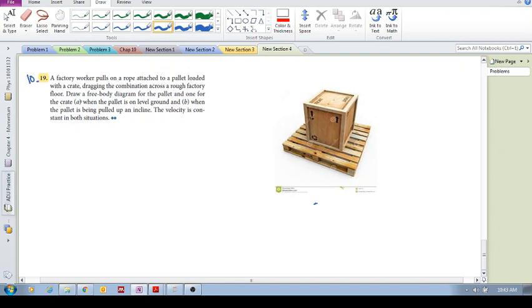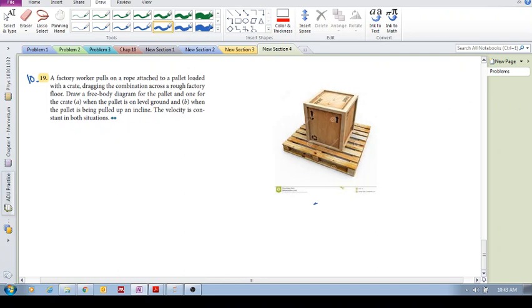10:19. A factory worker pulls on a rope attached to a pallet loaded with a crate, dragging the combination across a rough factory floor. Draw a free body diagram for the pallet and one for the crate, under two different conditions: when the pallet is on level ground and when the pallet is being pulled up an incline. The velocity is constant in both situations.